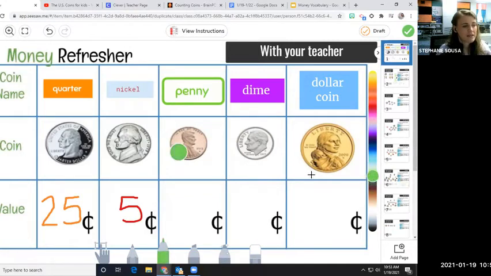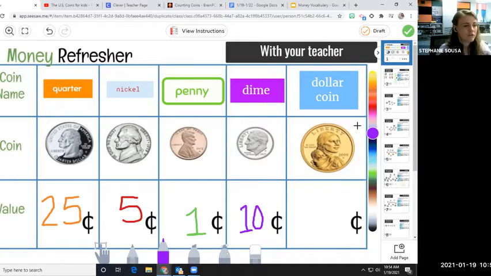Penny is up next. Penny, penny, easily spent, copper, brown, and worth 1 cent. Just one. Dime. Dime, dime, little and thin, I remember you're worth 10. Putting a little style on it for you guys. You're welcome.